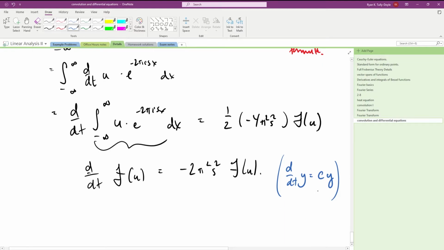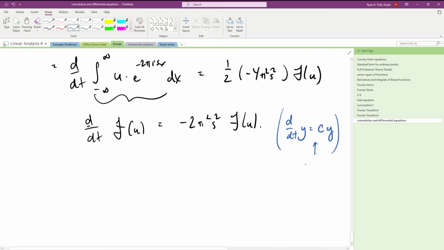And every equation of this form has a solution that looks like this: y is equal to y of 0 times e to the ct. Because you divide both sides by y, you integrate, you're going to get t's and logs, you exponentiate both sides, and when you solve for the initial condition, this is the sort of general form solution that falls out of this. The same exact structure is present here.